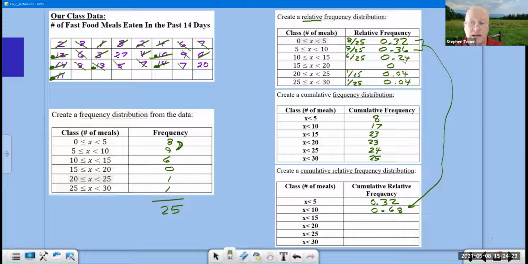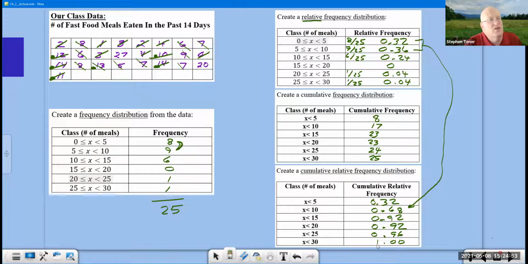And I could now add on a 0.24 if I wanted to bring this up to a 0.92. Or I could say that was a 23 out of 25. This will remain 0.92. Then we're going to add 4% in and get to 0.96. And finally 1.00, meaning all or 100% of my data values were below 30.